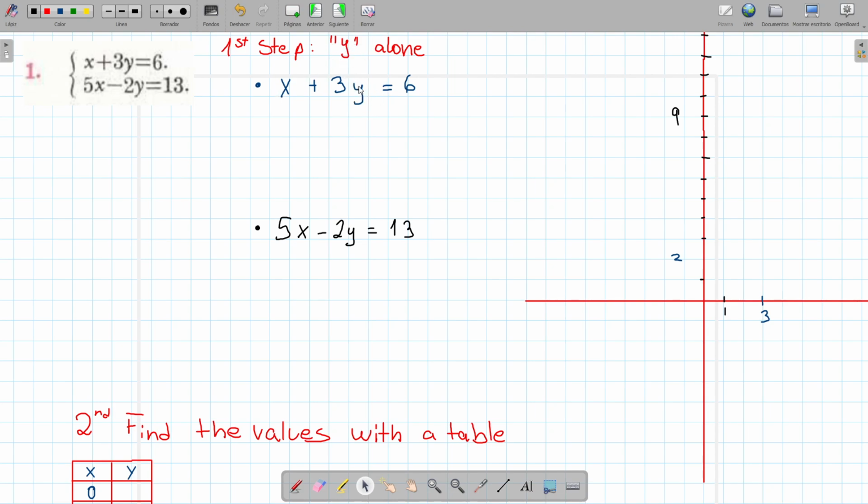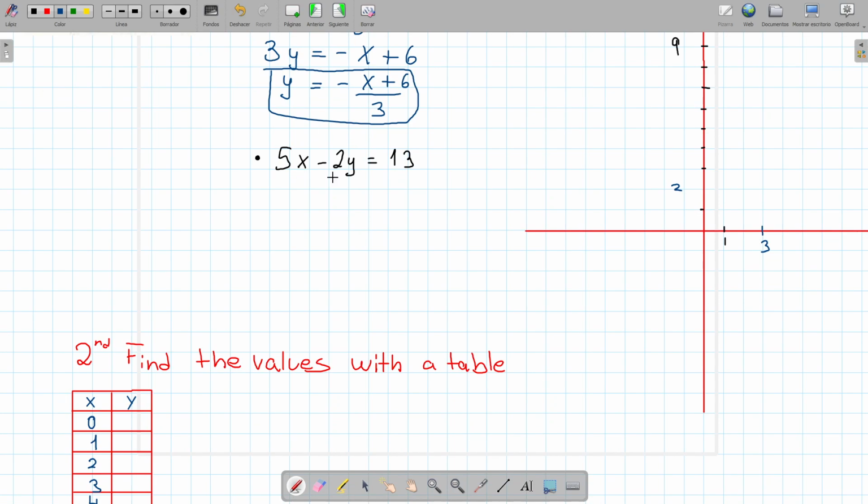So in the first equation we have x plus 3y equals 6. If I want to make the y alone, it should be 3 times y equals minus x plus 6. This number 3 will go and divide everything, and we are done with the first equation.